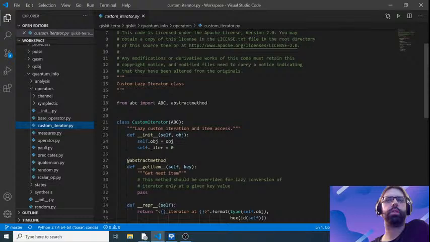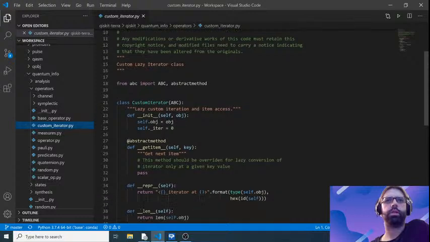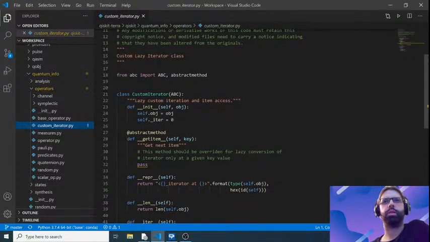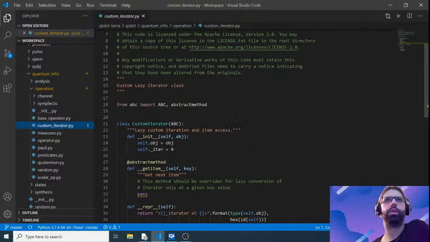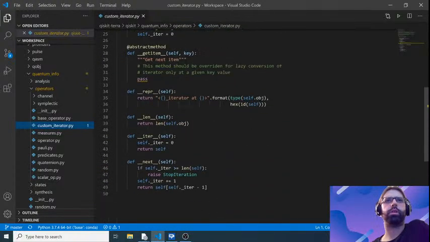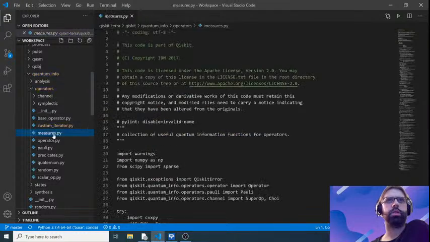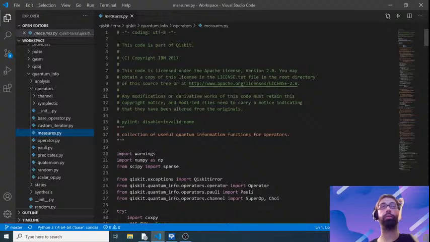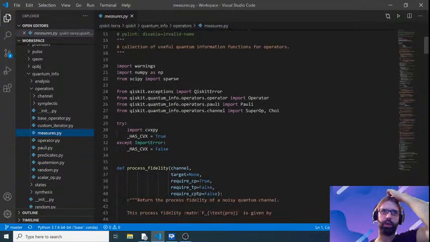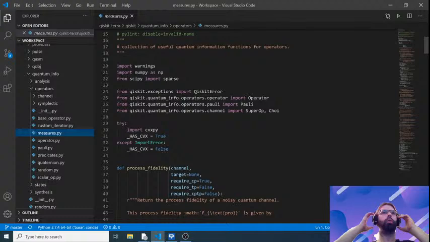What is this? These methods should be overfilled as the conversions of iterator only. Okay, it's just some kind of iterator. Measures: collection of useful quantum information functions for operators. Okay. I guess the idea of this folder is that you've got a way to create your own operators, like sort of more advanced operators.